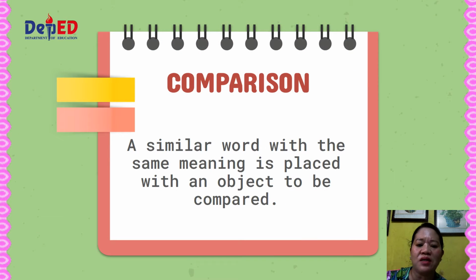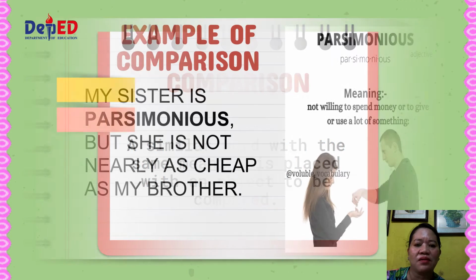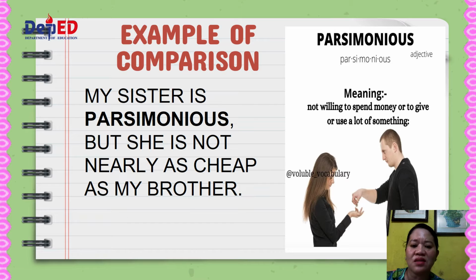The next type of context clues is comparison. It means that a similar word with the same meaning is placed with an object to be compared. Let's see the example given. My sister is parsimonious, but she is not nearly as cheap as my brother. The unfamiliar word here is parsimonious. If we look at the sentence, the sister is being compared to a brother who is cheap. Therefore, we can say that parsimonious is someone who does not want to spend money also.